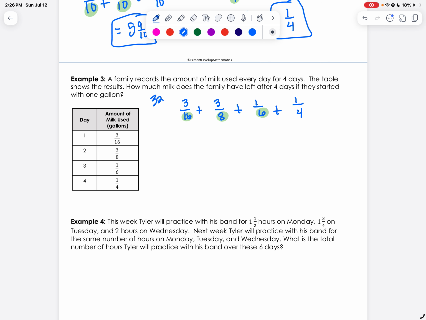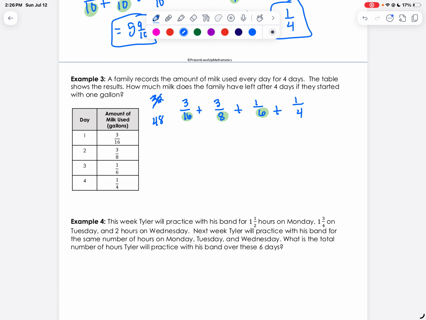And I ask myself, will 8 go into 32? Yes. Will 6 go into 32? No. So I can't use 32. All right, now I'll multiply 16 times 3. 16 times 3 is 48.